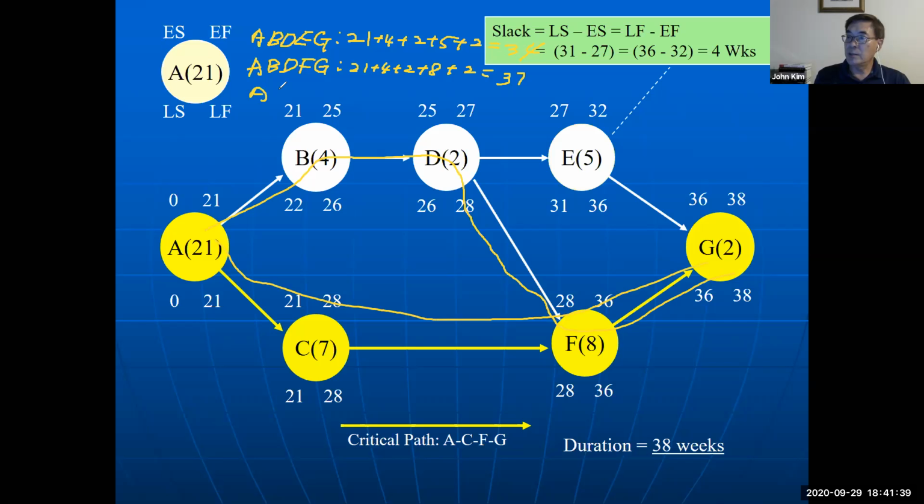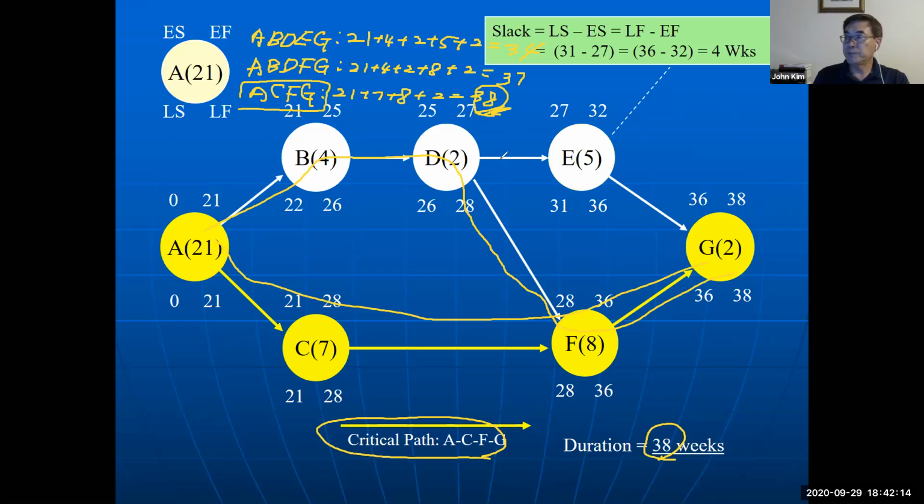A, C, F, and G. 21 plus 7 plus 8 plus 2, that is 38. So 34, 37, 38, this one is the longest. So ACFG is the longest, the critical path. And the project time is 38, the same as the critical path's duration.